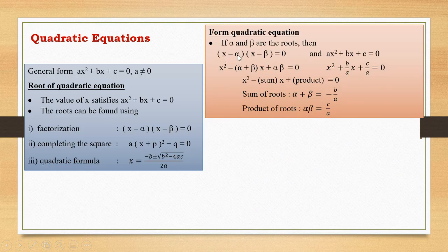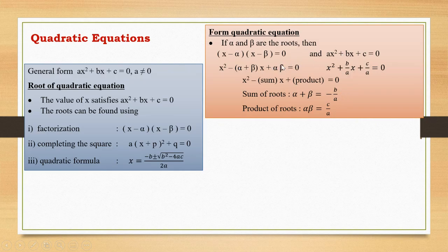So you have x minus alpha, x minus beta, expand it, and compare with the original format of your quadratic equation. So when you do the comparison here, what you can see is the sum of your roots, alpha plus beta, is equivalent to negative b over a.